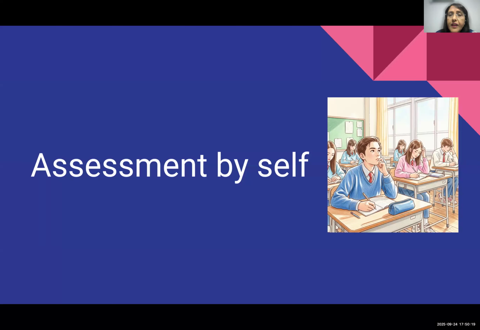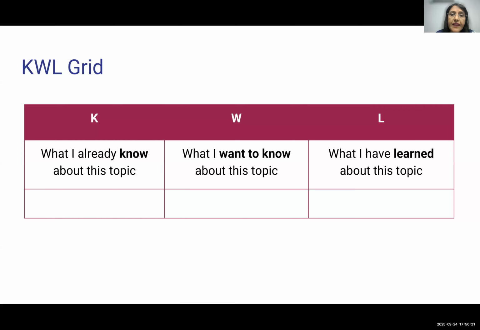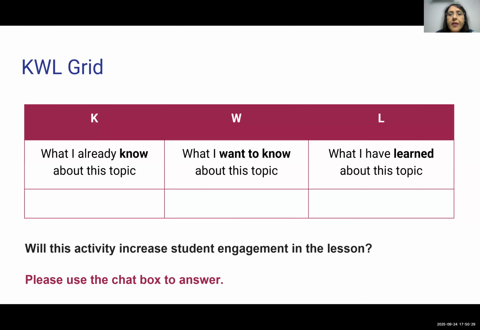Let's do an activity to understand this. Now, this activity is known as KWL grid, similar to what you see on the screen. Students make this grid in their notebook at the beginning of each lesson. Here, K stands for know, what I already know about the topic.